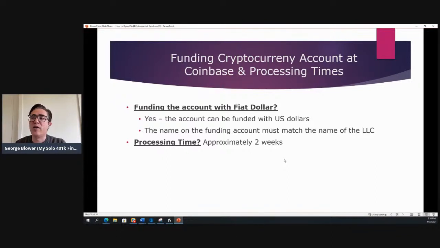As far as the processing time, we are well aware that currently, at the time that we're doing this video, Coinbase's processing times have gone up significantly just because of the tremendous demand. Historically, though, the expectation is that they will reduce those processing times back to the typical 2-week processing times. But certainly we are aware, and we're hearing that the processing times have gone up tremendously. But the expectation is that they'll be able to work through that backlog and get as many accounts opened as possible.